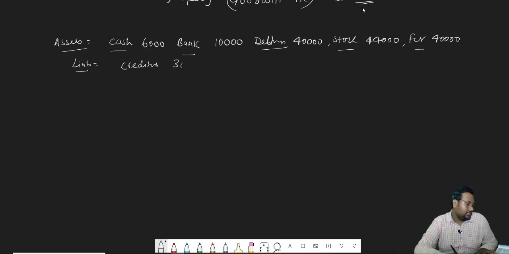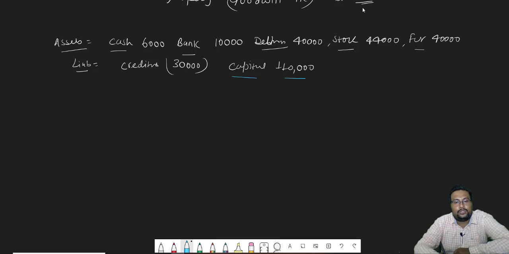You have to find out which item is an asset and which is a liability. So the liability here is creditors 30,000 and capital 1,10,000. Beta, in this question, if a credit side balance is coming, capital is already given in the question, so it will be adjusted by opening capital reserve. Okay.